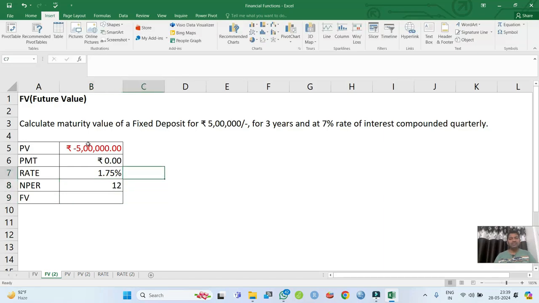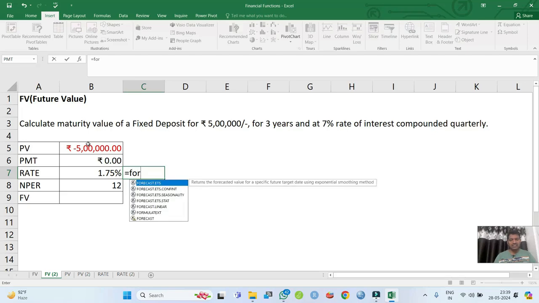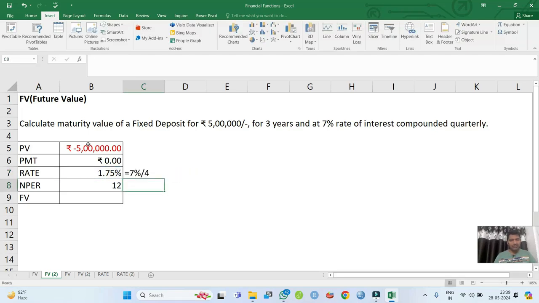So what is the future value? I will give the formula as text, so you can see it for your reference. You will see rate. Here you can directly select the rate, 1.75, then NPER, which is 12. Then what is the payment amount? We are not paying any extra amount, and in between we are not withdrawing, so it's 0. You select the present value, 5 lakhs.